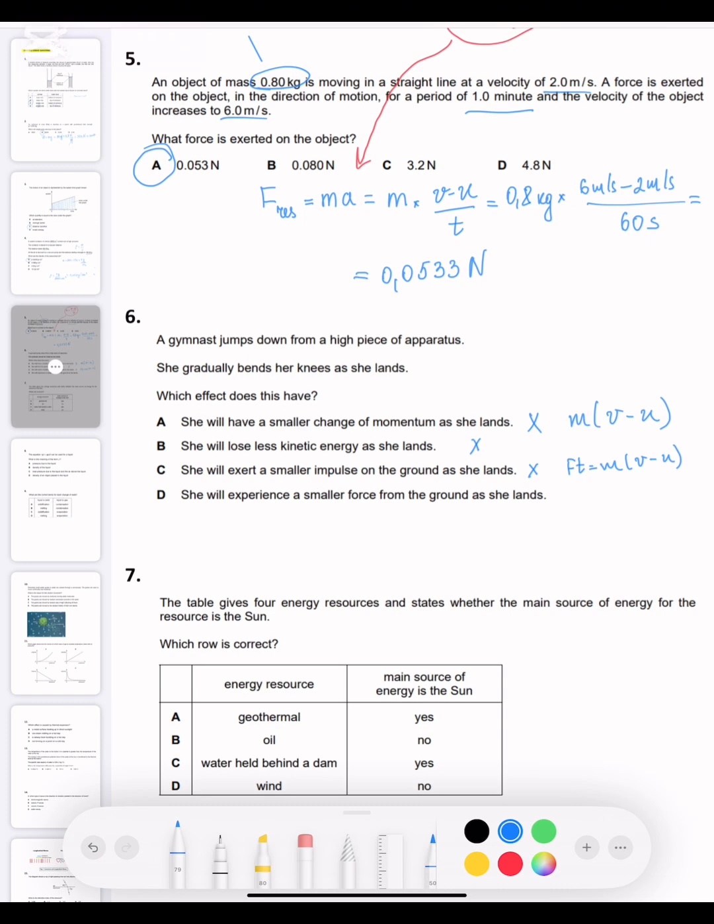Let's look at variant D. She will experience a smaller force from the ground as she lands. This is correct, because from this equation, force is equal to change in momentum divided by time. When the gymnast bends her knees, she increases the time over which her momentum is brought to 0, which reduces the average force, since the time increases. That's why the answer is D.